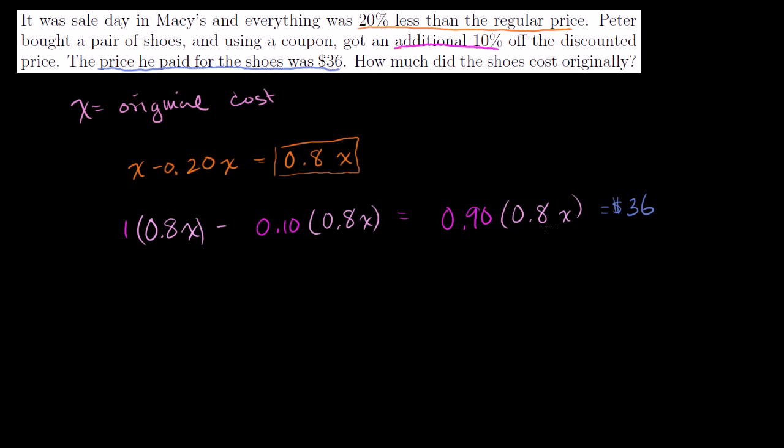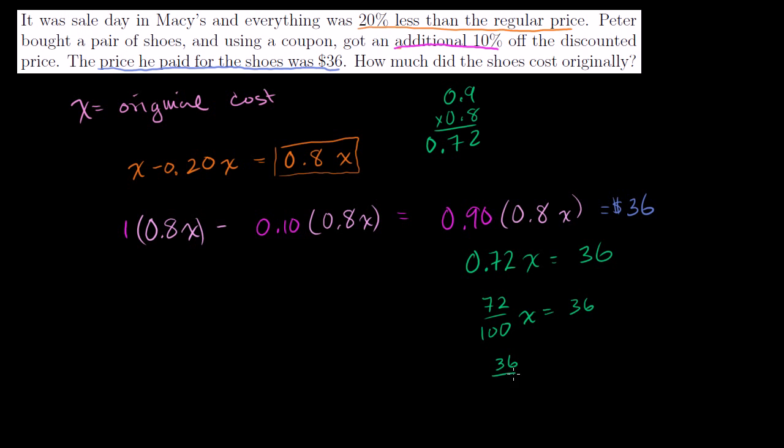So if we want to figure out x, well, we can multiply 0.9 times 0.8. Let's do that. So 0.9 times 0.8. 9 times 8 is 72. We have two numbers behind the decimal, 1, 2. So it's 0.72. So you get 0.72x is equal to 36. Or maybe we could say 72 over 100, x is equal to 36. Or we could even say this is the same thing as 36 over 50, right? 36 over 50, x is equal to 36.